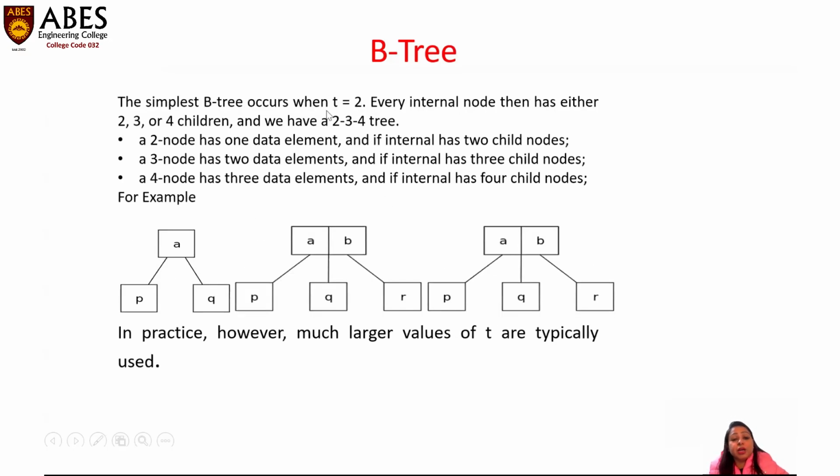The simplest B-Tree occurs when t is equal to 2. Every internal node has either 2, 3 or 4 children. A 2-node has one data element, and if it is internal it has 2 children. A 3-node has 2 data elements, and if it is internal it has 3 child nodes. A 4-node has 3 data elements, and if it is internal it has 4 child nodes.